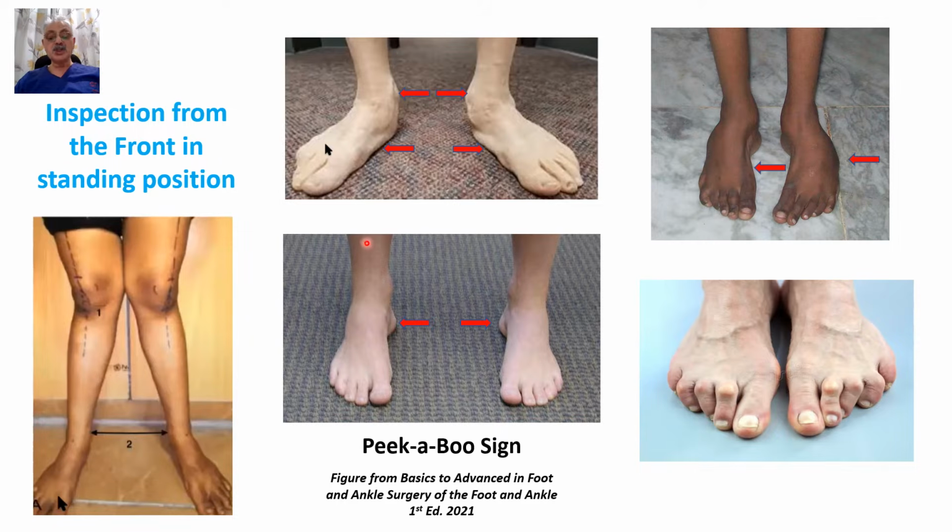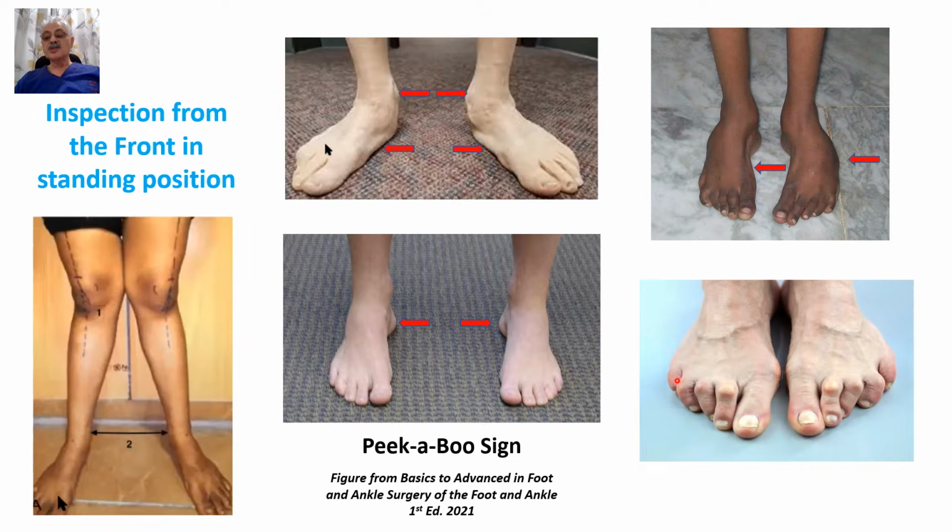And when the patient is standing, you can see a little bit of heel on the inner side, and this is what we call a peekaboo sign. We can also see the adductus deformities. This is the metatarsus adductus, which you are seeing in the midfoot and the forefoot. You can also assess these deformities. You see the concave inner border and the convex outer border.